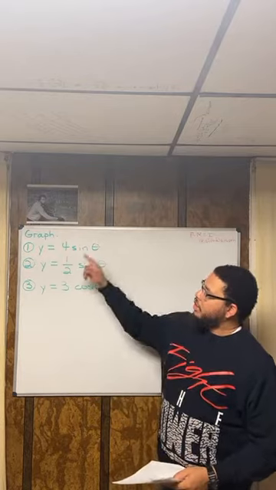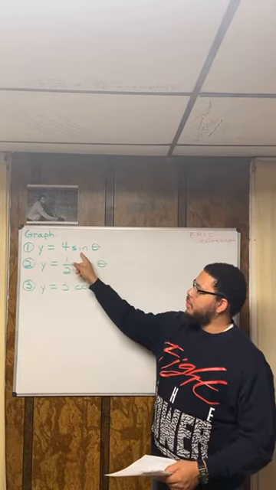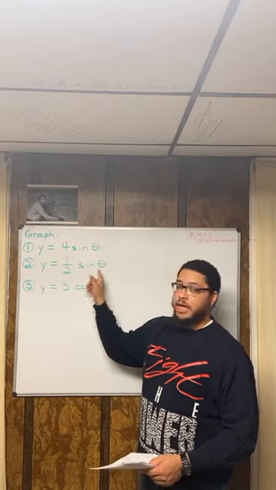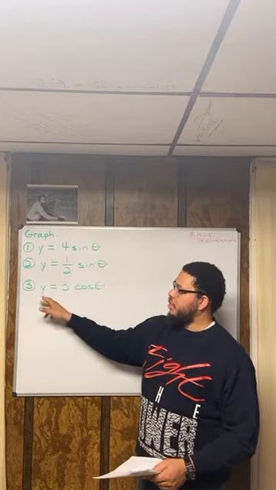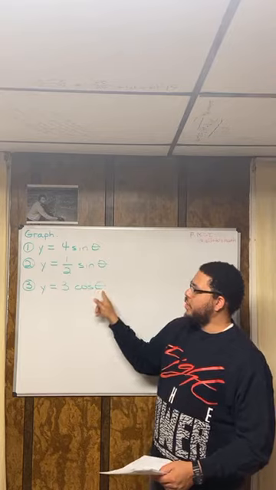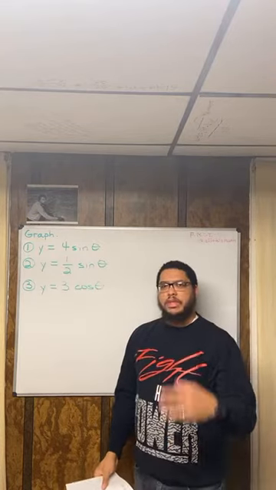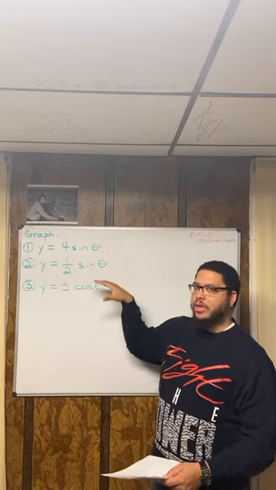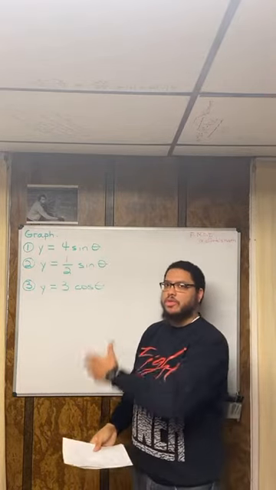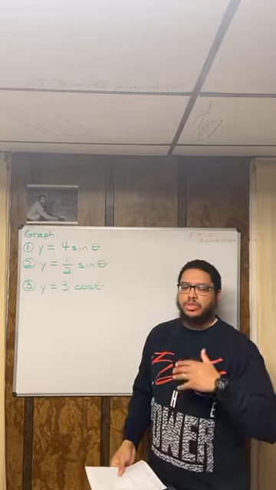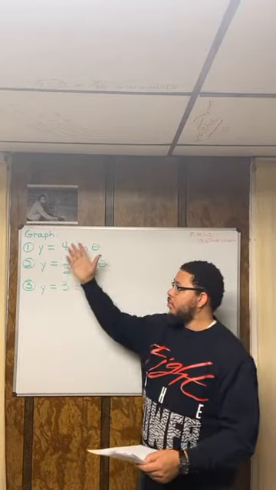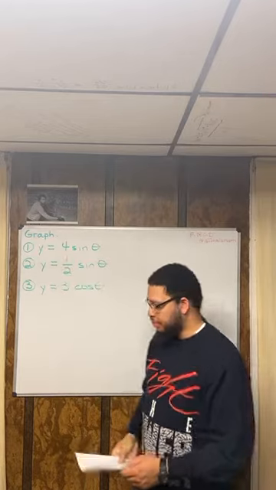So, number one, y equals 4 times sine of theta. Number two, y equals 1/2 times sine of theta. And number three, y equals 3 times the cosine of theta. These are some of the more fundamental trig functions that we're going to graph. We're just going to do some quick and dirty graphs. These problems aren't too involved, but it's an introduction to how to graph trig functions. They do get much more complex than this, but today we're going to start off with some fundamentals.